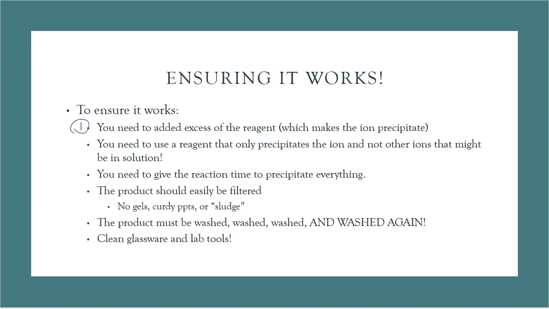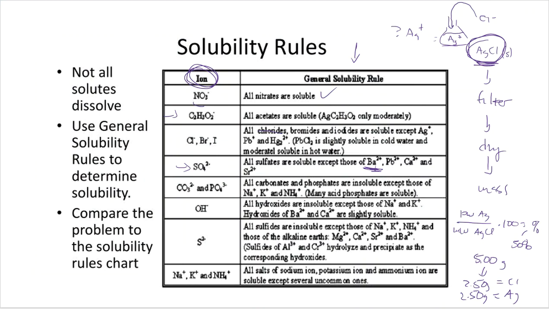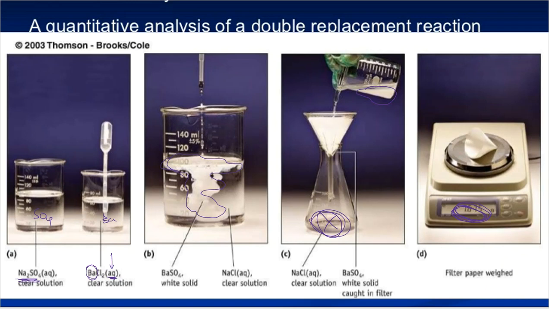Number two, you've got to use a reagent that only precipitates out what you want. Now, sulfate actually precipitates out other things, and we saw that on the solubility chart. The sulfate precipitates out barium. That's great. Ding, ding. That's exactly what we want. But it also precipitates lead. We're not looking for that. Calcium. We're not looking for that. And strontium. We're not looking for that either. But if lead, calcium, or strontium was in this solution as well, then the sulfate would precipitate those at the same time that it would precipitate out barium.